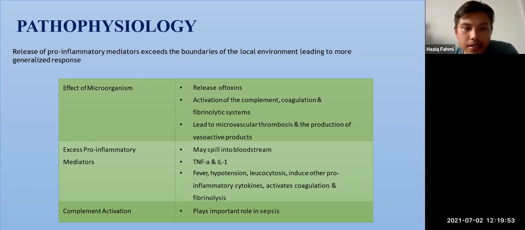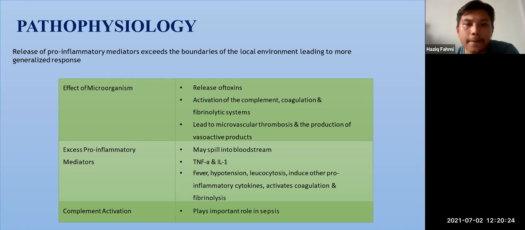Second is excess of pro-inflammatory mediators, which may spill into the bloodstream. For example, we have TNF-alpha and interleukin-1. They cause symptoms, for example, fever, hypotension, leukocytosis, induce other pro-inflammatory cytokines, and activate coagulation and fibrinolysis. And lastly, the activation of the complement system, which plays a role in sepsis.